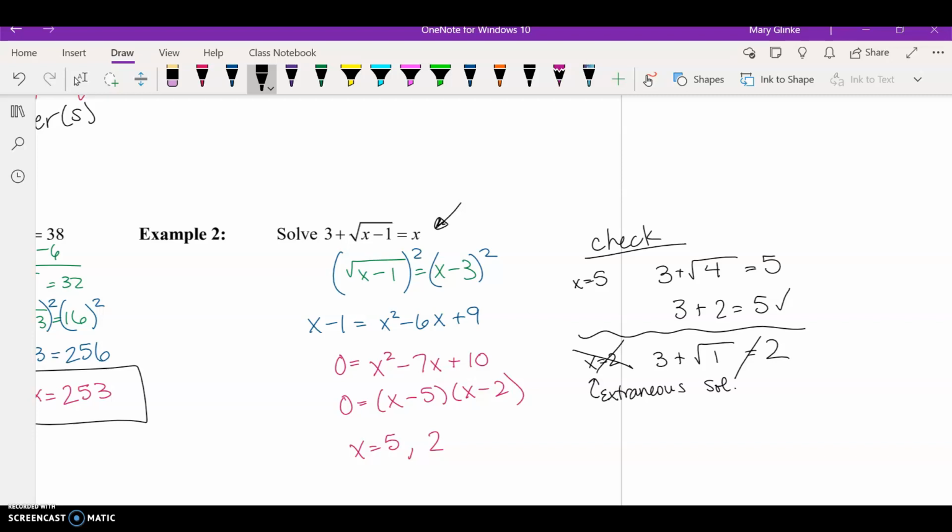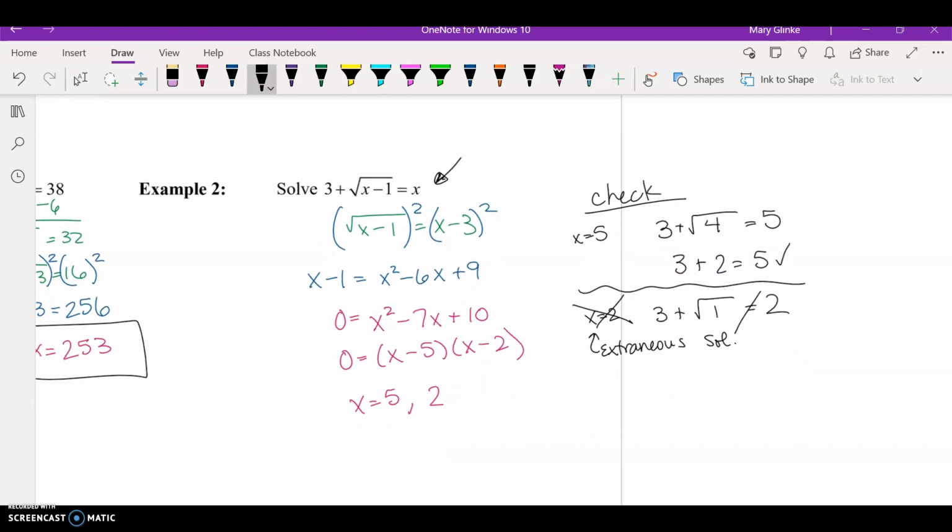It's the extra solution that you get that you think should work, but when you plug it in, it actually does not work. So our only solution for this one is x equals 5.